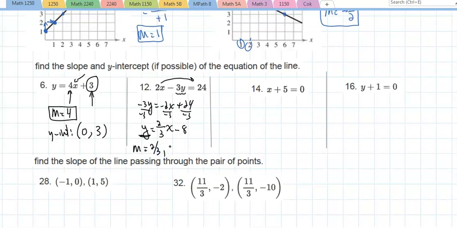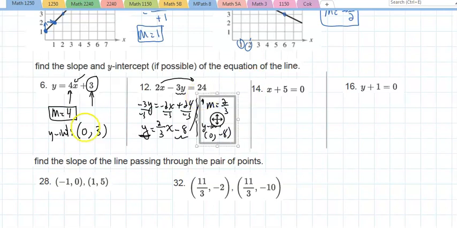And the y-intercept is actually 0. I'm going to say here, the slope is 2 over 3. And the y-intercept is going to be 0, negative 8. And I should circle or box those. That would be wise for me to know what they're doing.